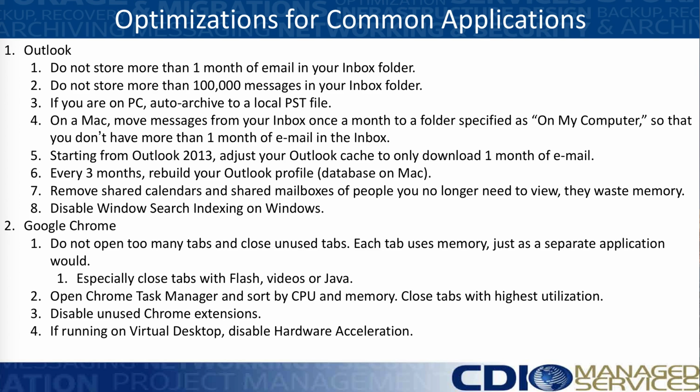If you have Outlook 2013 or higher on a PC, you want to adjust your Outlook cache, and it's in the account settings where you specify that you want to cache. There's a slider there, and you want to slide that slider to only download 1 month of email. By default, I think it's set to 12 months of email. Don't do that. Set the slider to 1 month of email.